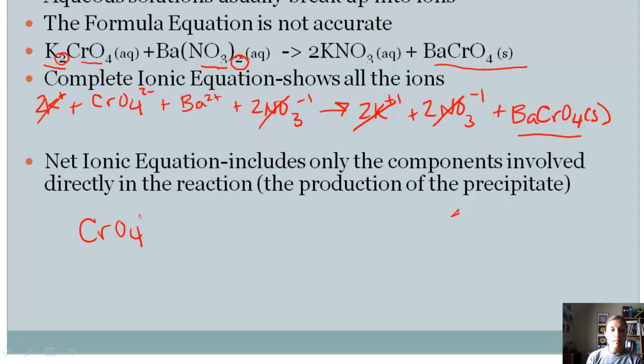So we have our chromate and our barium, and that goes to our product. And if you notice, our equation is balanced because we balanced it up top. So you should end up with a balanced equation. If you don't, or you have extra things involved, then something went wrong and you should probably go back and check it.